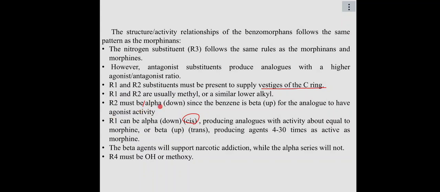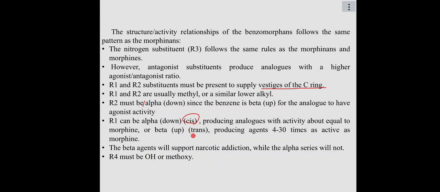R2 must be alpha, going down, since the benzene is beta up, for the analog to have agonist activity. R1 can be alpha down, cis, producing analogs with activity about equal to morphine, or beta up, trans, producing agents 4 to 30 times as active as morphine. The beta agents will support narcotic addiction. Again, always remember, you're going to see it somewhere.